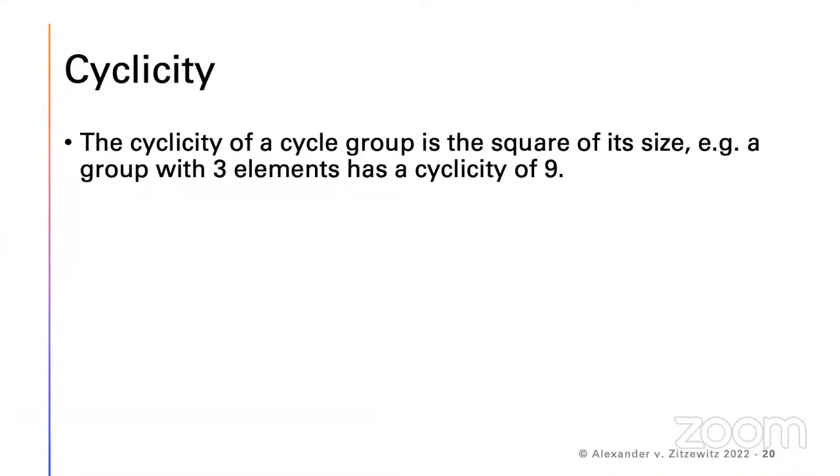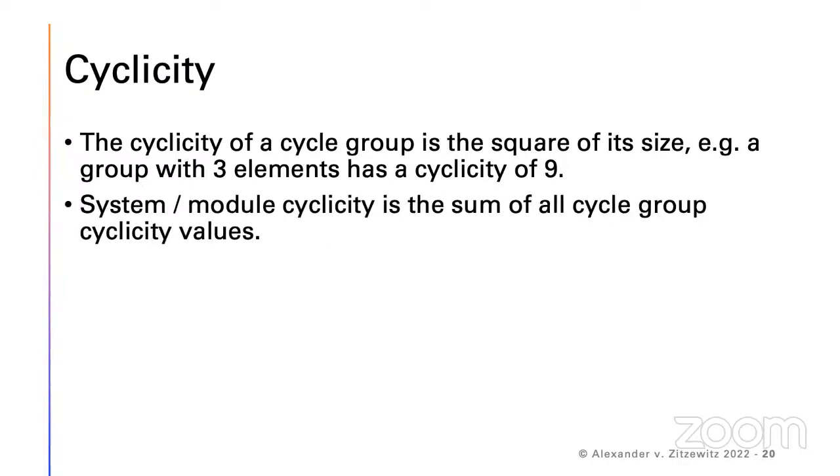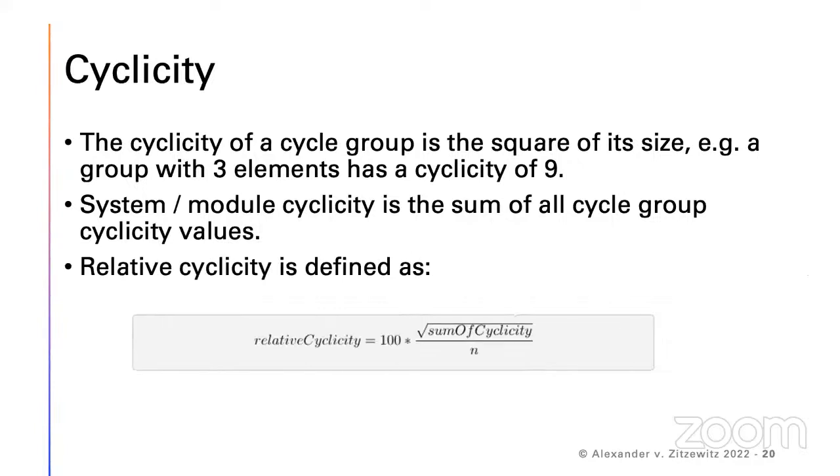Now let's start with cyclicity. Cyclicity is a very simple metric. If you have a cycle group of 3 elements, the cyclicity of that cycle group would be 9. It's the square of the cycle group size. If you have 5 elements, it would be 25 and so on. Now you can measure the cyclicity of your whole system by just adding up the cyclicity of all cycle groups. So if you have several cycle groups, you just add up this number, and then you can calculate what we call relative cyclicity. You basically get the square root of the sum of cyclicity divided by the number of elements and multiplied by 100 to get a percentage value.